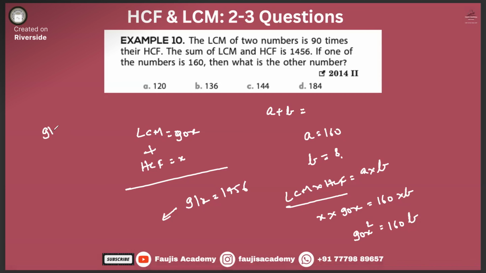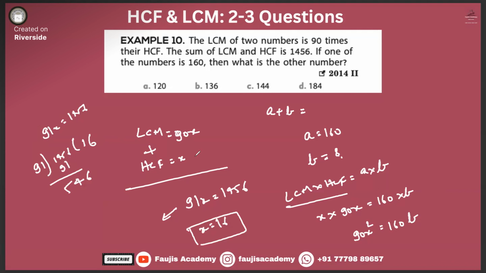91X is equal to 1456. The sum of LCM and HCF is 1456 they have given. So that means 91 into 1456, one time gone, 91, 456. Okay, so 6 times. That means X is equal to 16. So if X is equal to 16, your HCF is 16 and your LCM is this much.